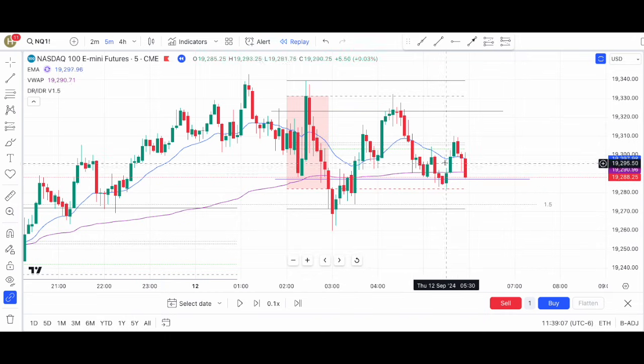Especially right now, whenever I'm hardcore practicing, I like to just go one bar at a time and read the chart and see what's happening.